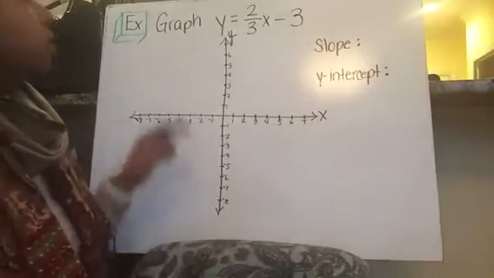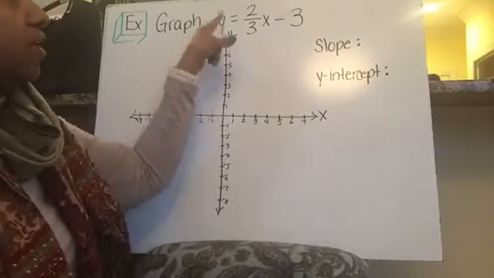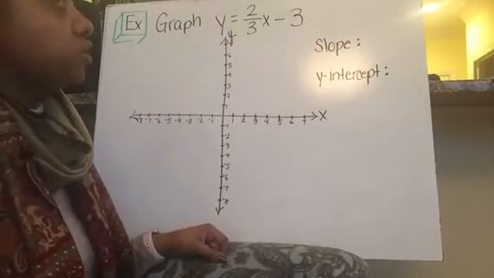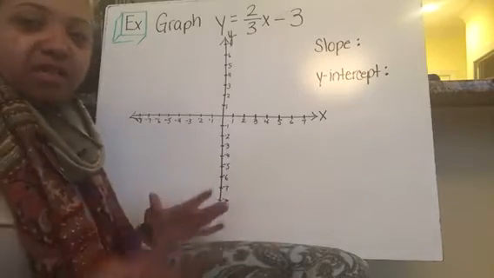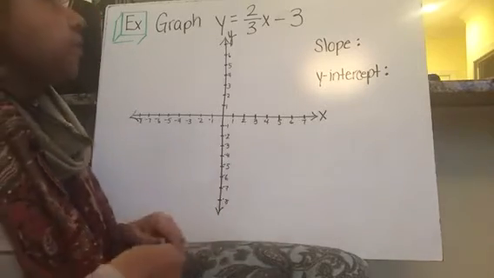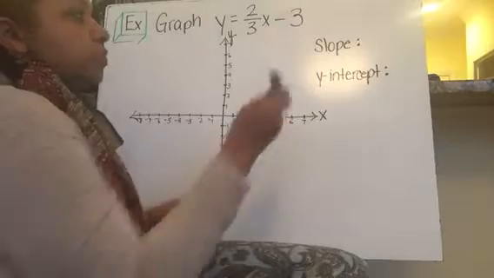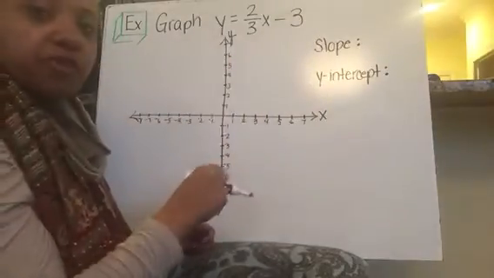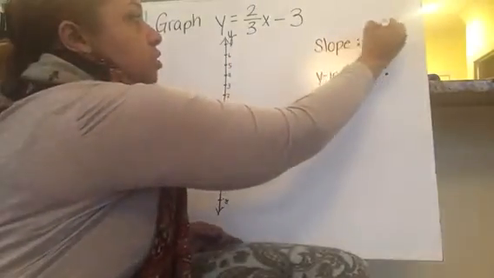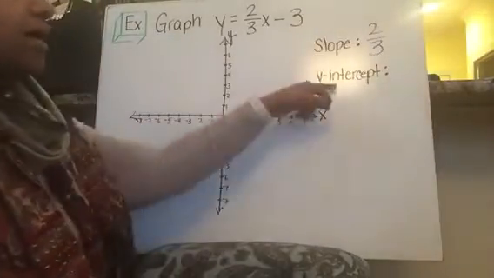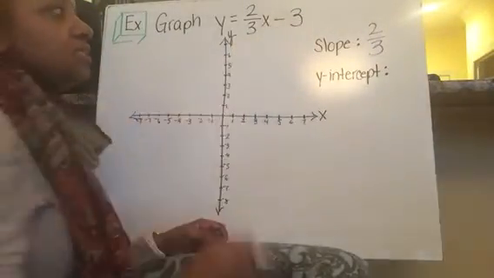All right. It says graph y equals 2/3 x minus 3. Now, first let's identify, before we graph, let's identify. First, what is our slope? Our slope is the number that's in front of x. That's 2/3. And then our y-intercept, well, it says minus 3.